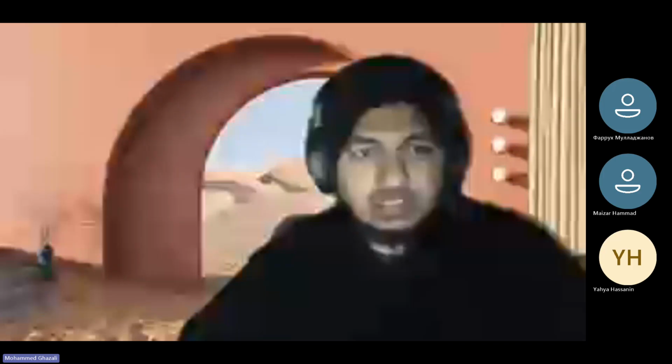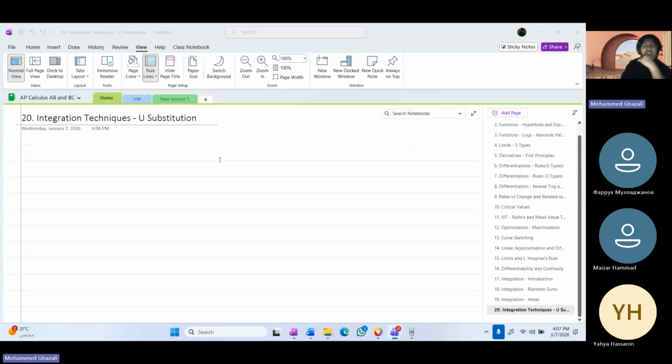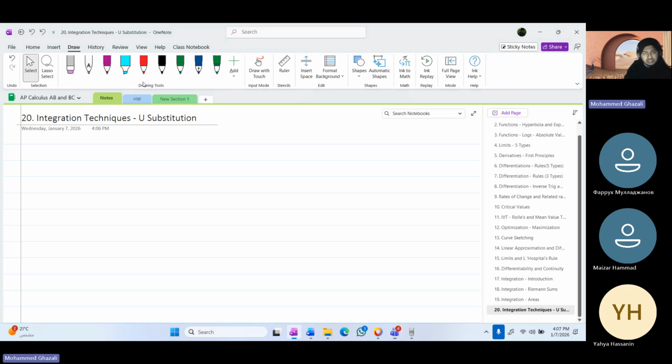Chapter 20, which is integration techniques, where we will study u substitution in today's video for different types of functions. If you remember clearly, u substitution is an integration technique. From before, if you have a function f of x, let's just say (2x squared minus 1) to the power 10 plus c.